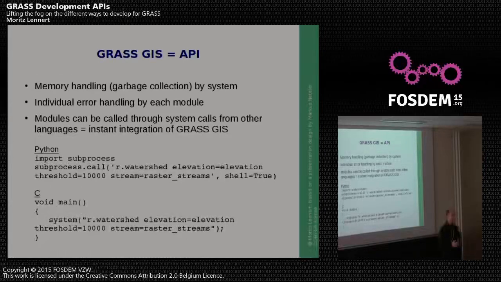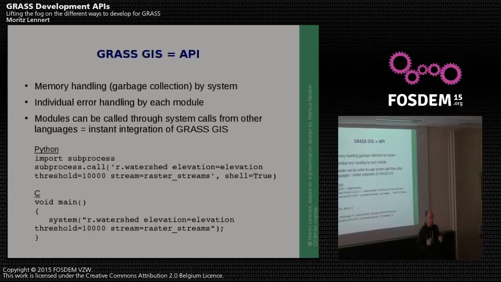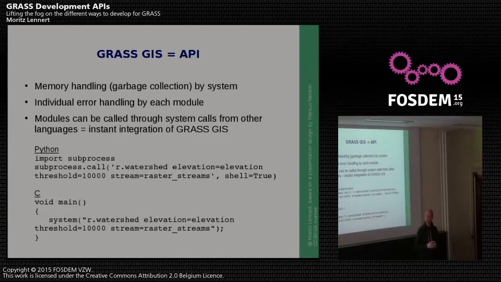When you do that, the memory handling and the garbage collection, if you want to call it that, is handled by the system, because each module is an autonomous program. So once the module is over, everything is freed by the system. Error handling is done by each module. GRASS as such is not a monolithic application, so when a module crashes, it's only the module that crashes. You don't have a whole program that crashes.